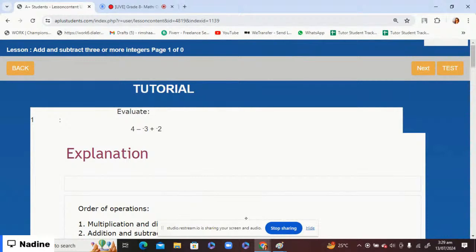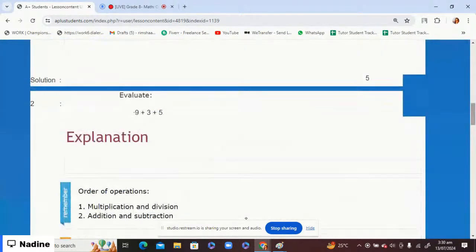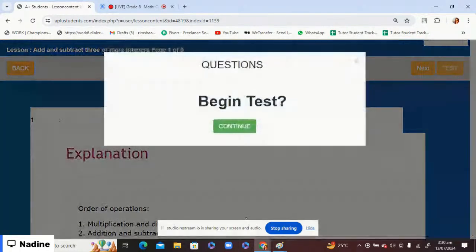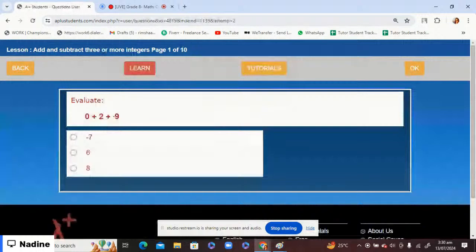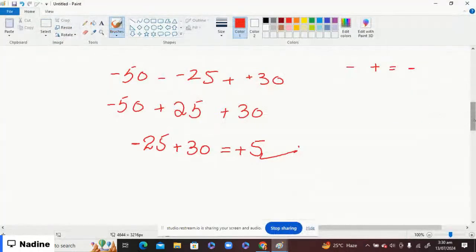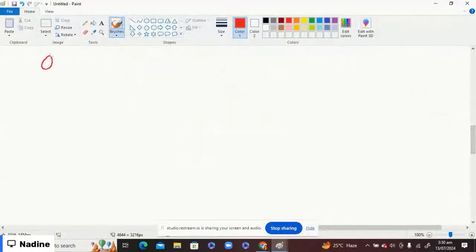All right. Now let's do some test questions. Okay. 0 plus 2 plus into minus 9. So here the first question is 0 plus 2 plus into minus 9.